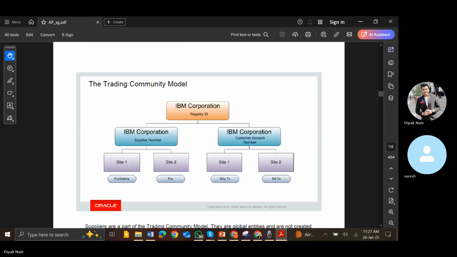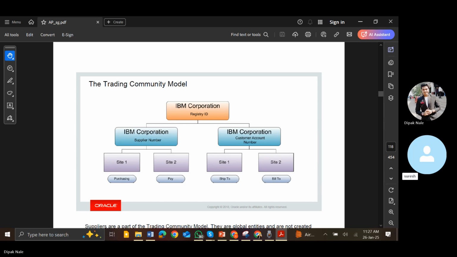The trading community model, IBM Corporation. They are telling this is the supplier. TCA, trading community architecture, or they say TCM, trading community model. What is a trading company? Suppose IBM Corporation is there. They are the same as supplier and customer, so you also buy and you also sell. IBM, you buy something and you also sell something. That's what they have: IBM Corporation, supplier, customer, account number.